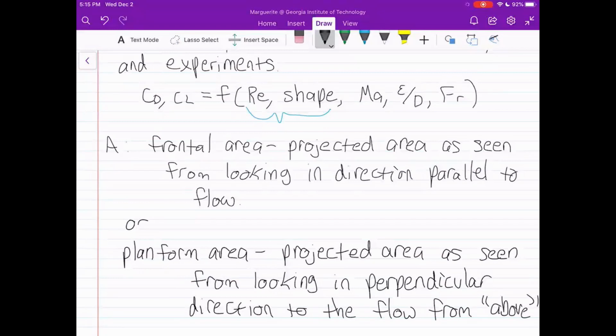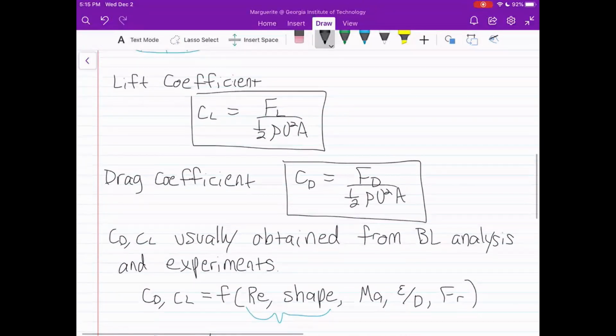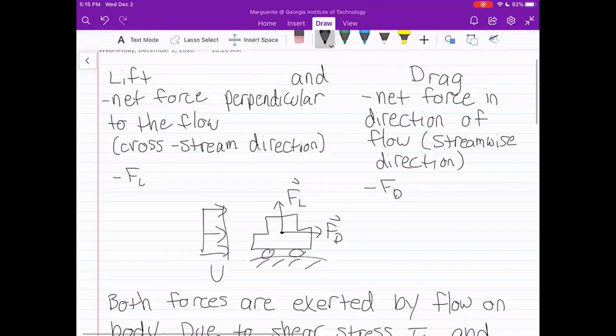So again, if we go back to our car really quick. The planform area would be the projected area if you were standing up here and looking in the perpendicular direction. And so again, if we cast a shadow, we'd have this rectangle, and that would be our area that we're interested in.